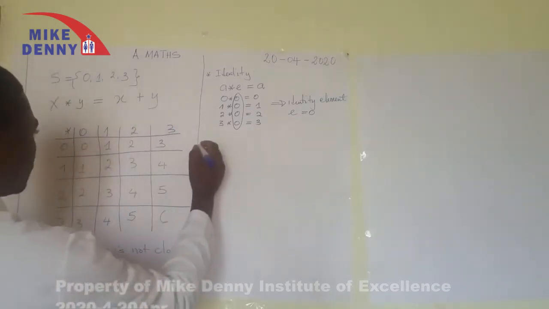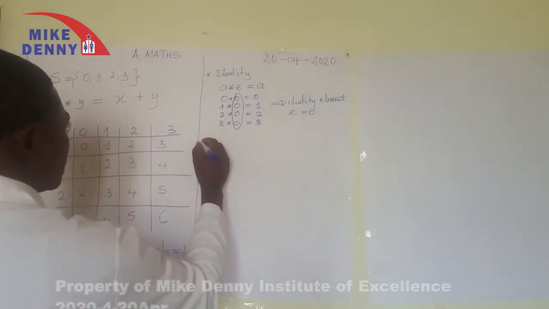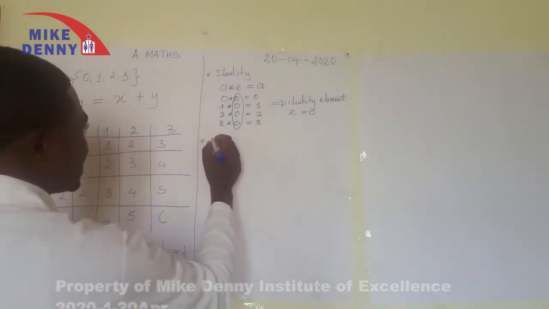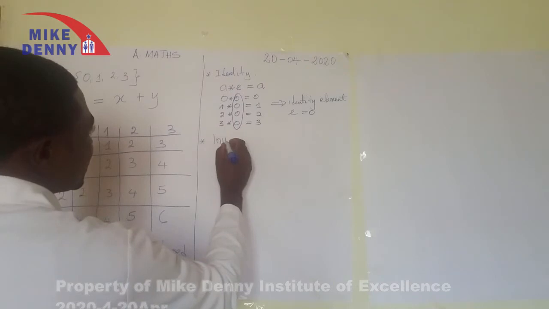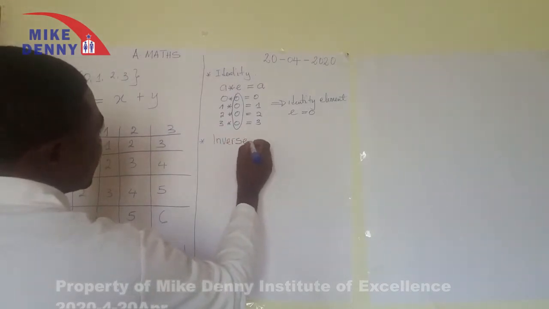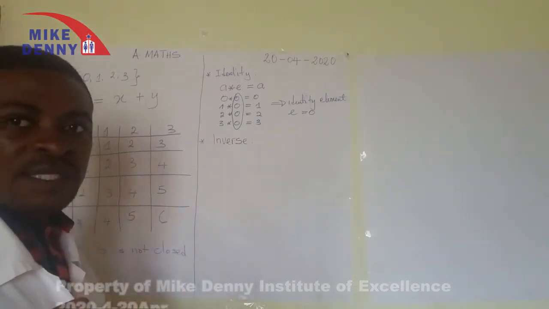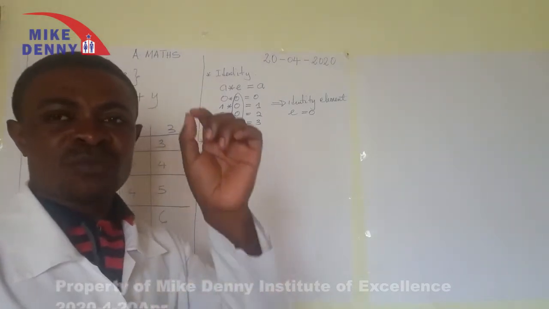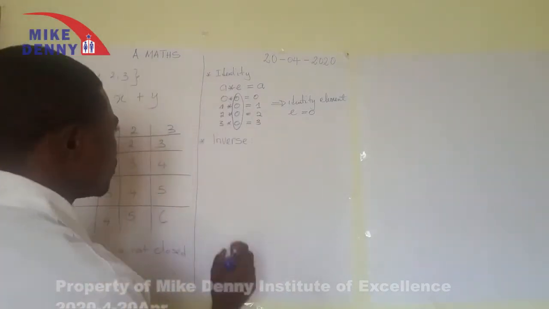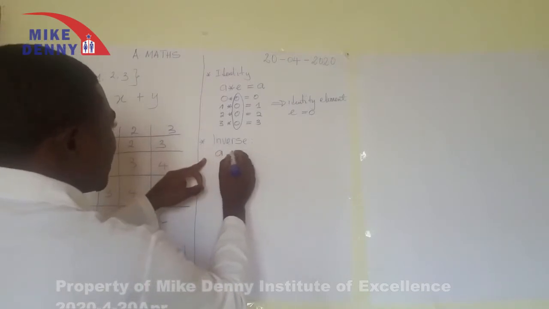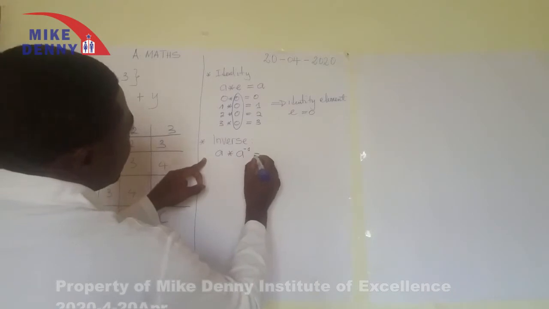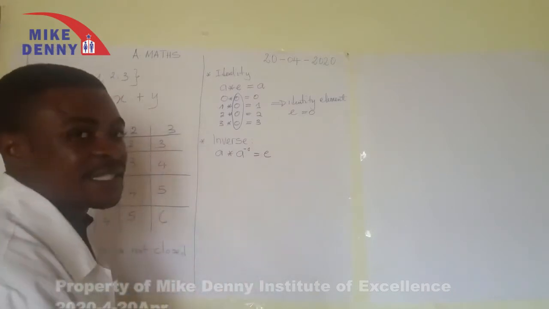Next, I will take the next property, and that is inverse. We said for the inverse property, if you take an element and you operate it with the inverse, the result must give identity. This is what you do. If I take an element and operate with the inverse, denoted a to the power negative 1, the result must give e, which is the identity element.